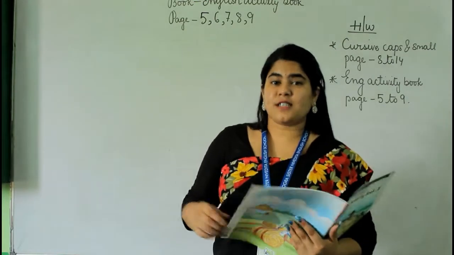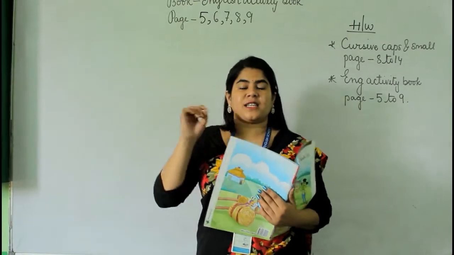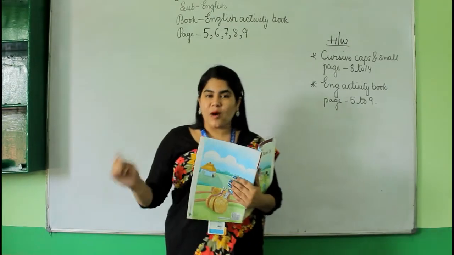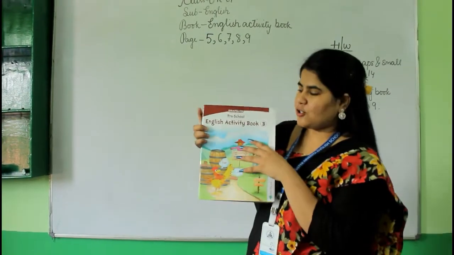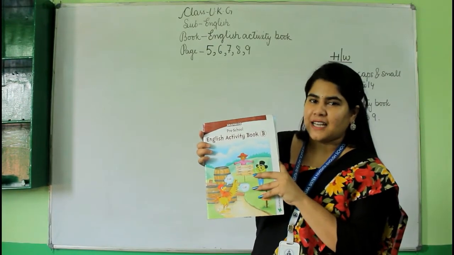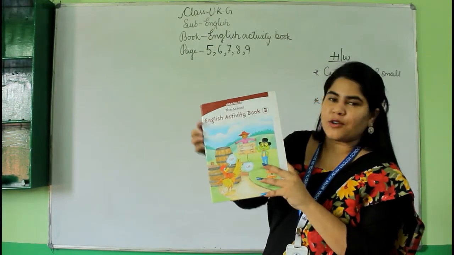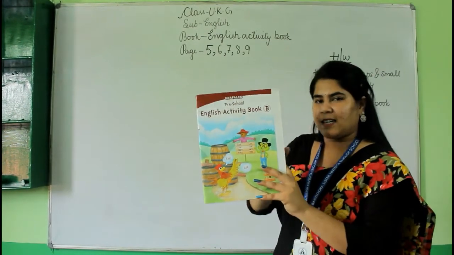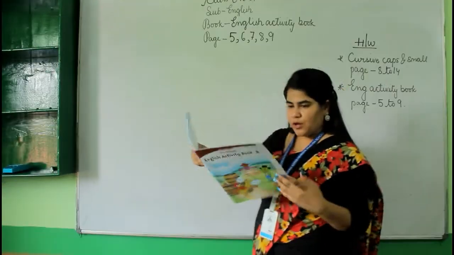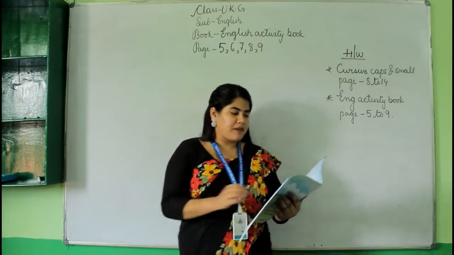So students, just now we have completed with cursive, capital and small letter. Now we are moving to this book. Okay, this is also English. It's English activity book. So all of you take out this book. Everyone have a look at the book and take it out. Okay. So now move on to page number 5.